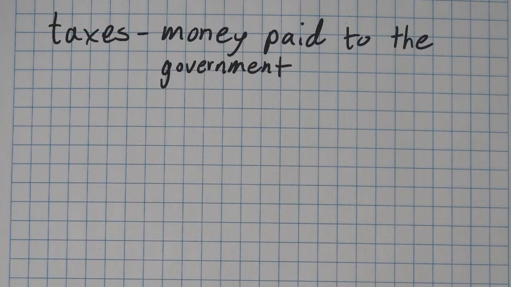And we'll start with the word taxes. And taxes are money that are paid to the government. So the government has to do things like build roads or hire policemen or something like that. And taxes are the money you pay to the government.